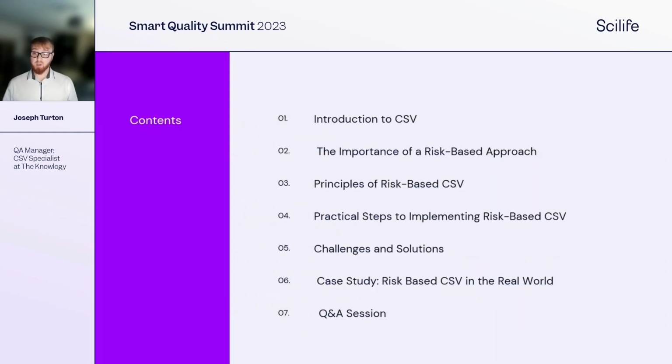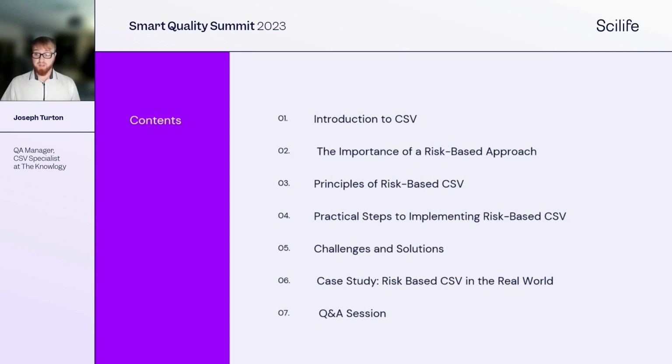Before we dive into our topic, let's quickly walk through the agenda to give you an overview of today's journey. Firstly, we'll set the foundation by understanding what computerized system validation, or CSV, is all about. It's essential to understand the core concepts, especially if you're new to the subject. Following that, we'll delve into the significance of adopting a risk-based approach, exploring its nuances and why it's increasingly critical in today's digital landscape.